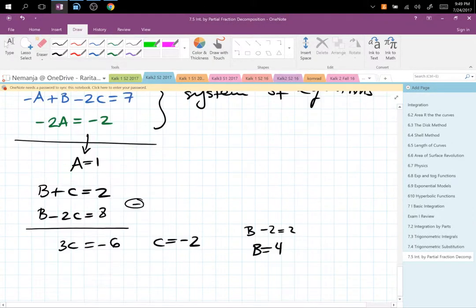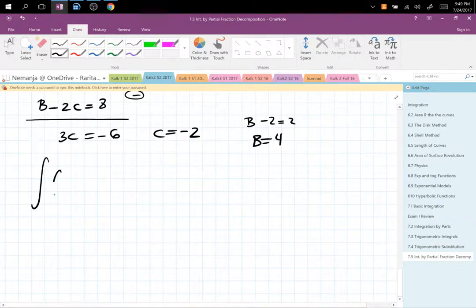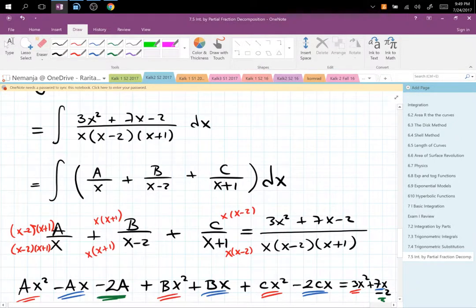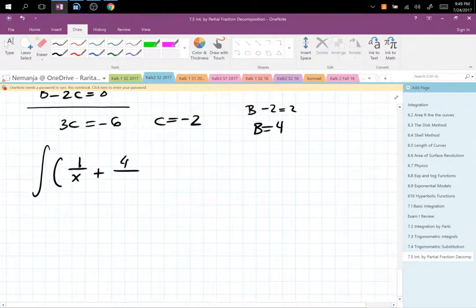So I have the integral of, so a was 1, that was over x, so 1 over x, plus b is 4, what was under b? x minus 2, and then x plus 1. Minus 2 over x plus 1.